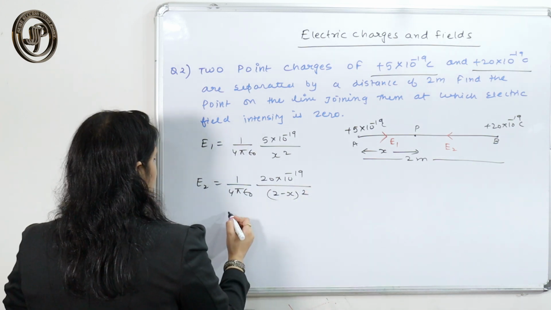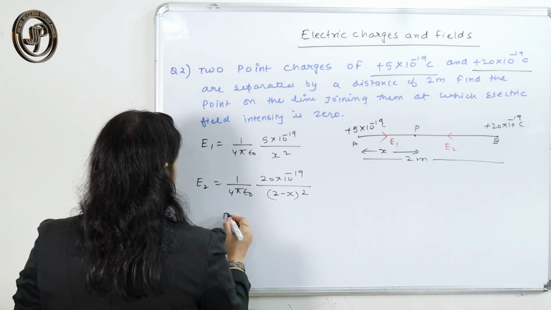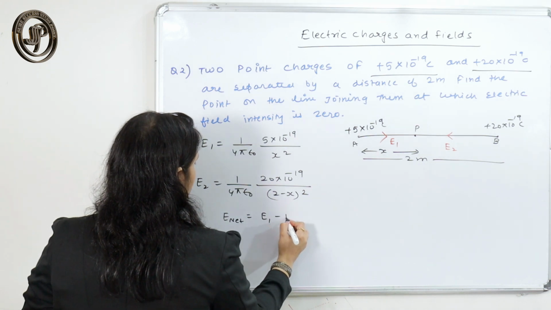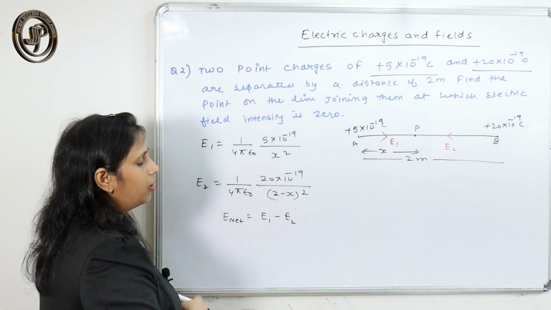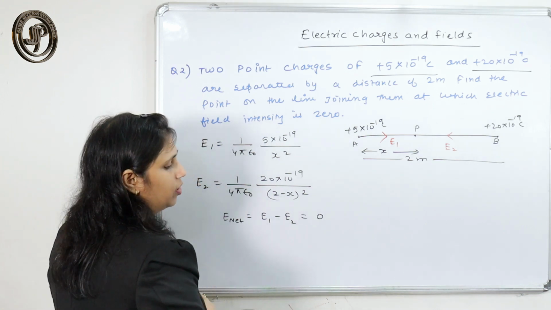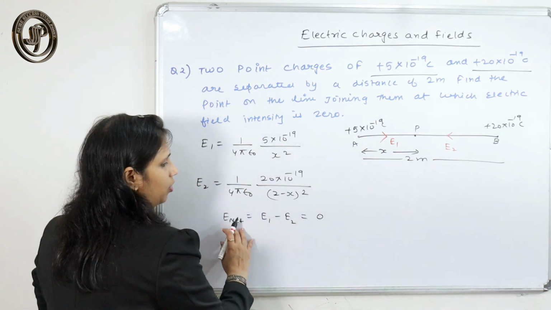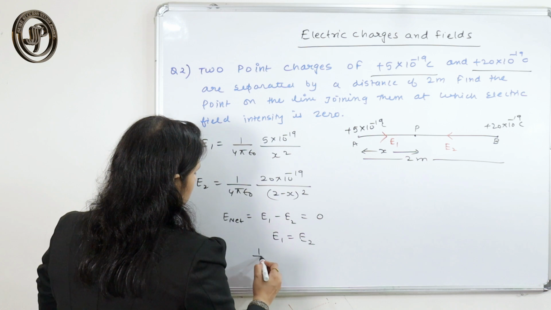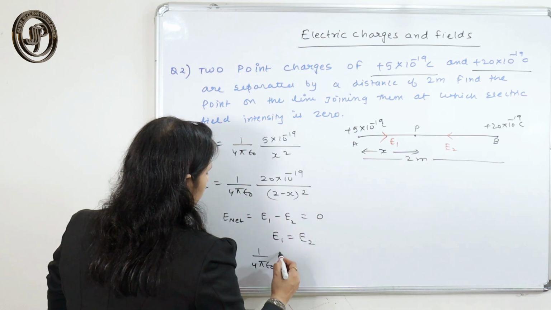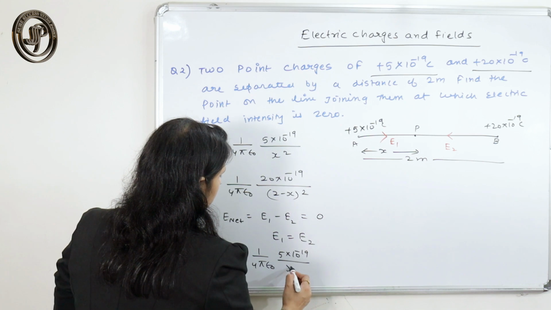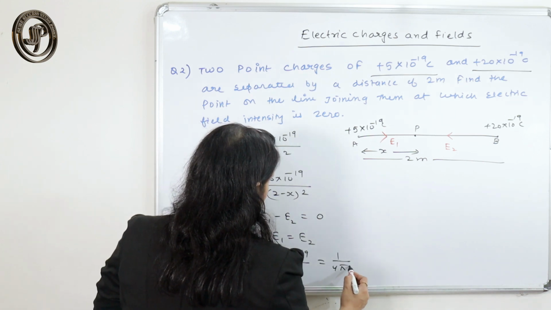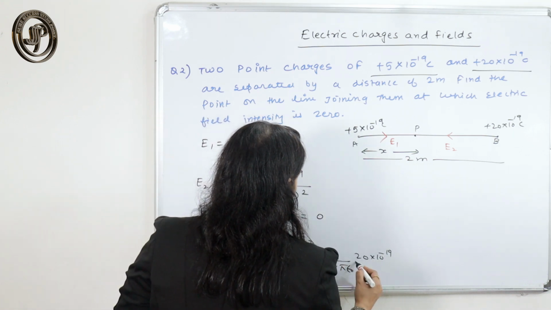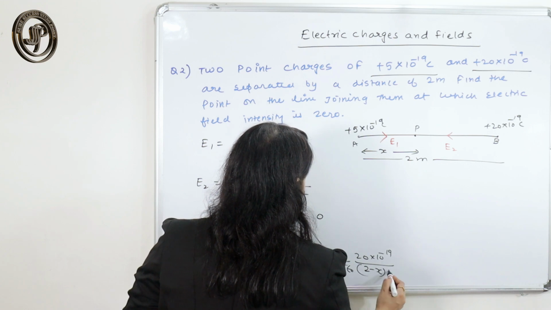Now we will see the net electric field. Net electric field is here again E1 minus E2, or whichever is greater, you can subtract that, and the net electric field at P is 0. That gives you the value of net electric field. So E1 is equals to E2. Okay, so E1 is how much? 1 by 4 pi epsilon naught 5 into 10 raised to power minus 19 by x square. E2 is 1 by 4 pi epsilon naught 20 into 10 raised to power minus 19 by 2 minus x whole square.